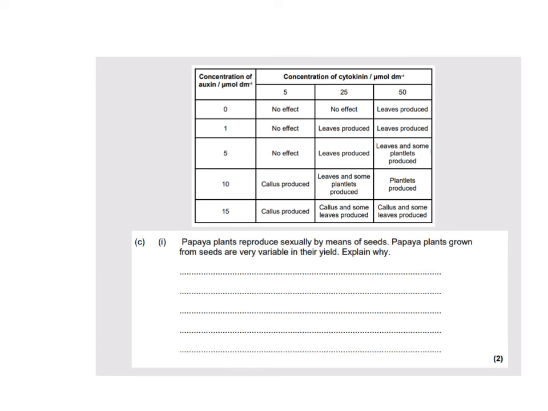Papaya plants reproduce sexually by means of seeds. Papaya plants grown from seeds are very variable in their yield. Explain why. So think about what you know. It might not be related to the table. So you need to maybe use your knowledge. Why might papaya plants that are reproducing sexually have variable yields in the plants that they've produced? 3 minutes, pause and then play again.